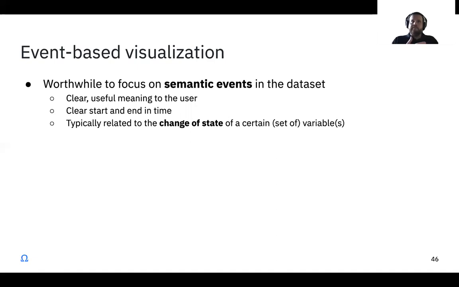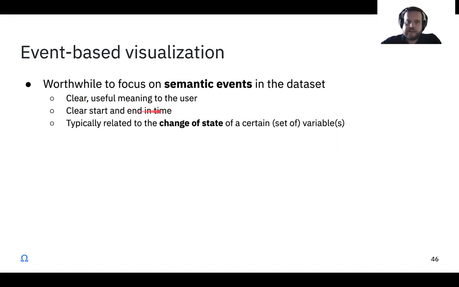So sometimes you need to correlate your time series to external events that have happened. Maybe you're detecting events not in the data set proper, but also outside of the data set, and placing them in your visualization. Semantic events mean something that has happened, like 9/11 or the stock market crash or the 2008 crisis. That's a semantic event. It has a clear, useful meaning to the user.